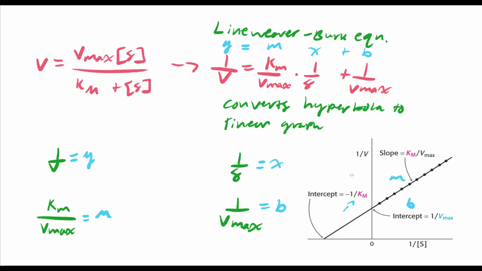Right here they're just talking about the 1 over S, so that's going to be your x. If you know a little bit of math, this would be your x-intercept. This image is a bit more complicated, but essentially you just want to treat this as your x-intercept, or your 1 over S. So let's recap. Your slope is just the Michaelis constant divided by the maximum velocity. Your intercept is 1 over the maximum velocity. And your x-intercept is just 1 over the substrate concentration, okay?